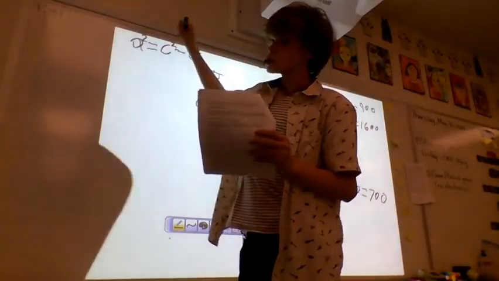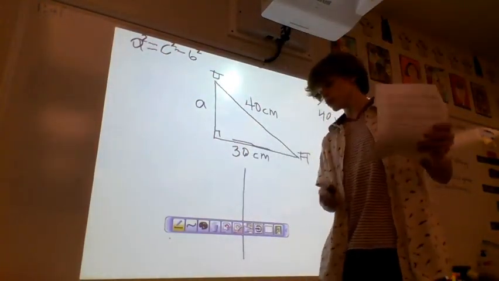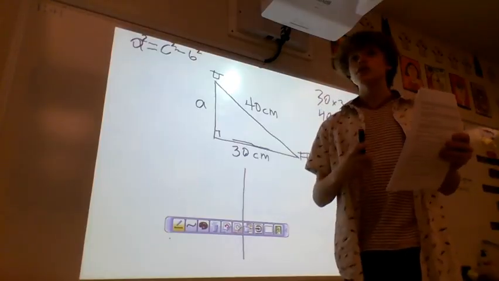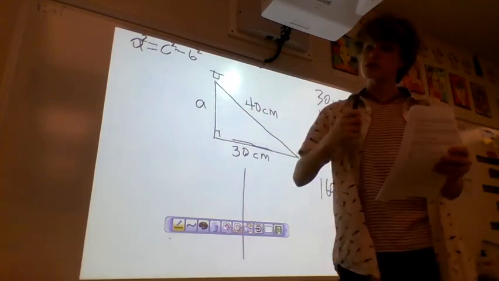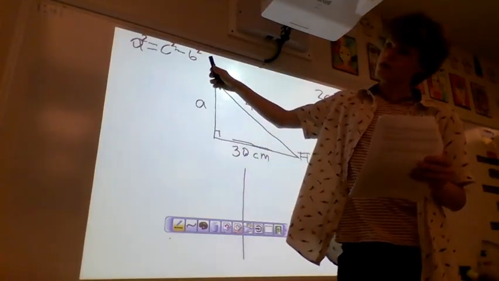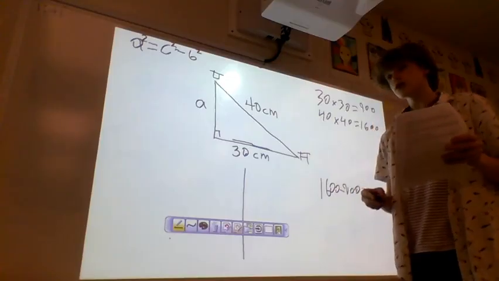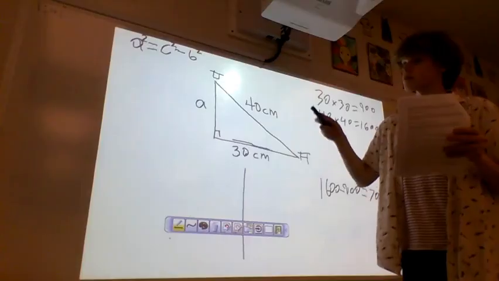But still, that is still squared. That's that times itself. So when we find the square root, that just means that we find out how much of a number you need to multiply, or if a number is multiplied by itself, what it would equal. So we need to figure out what number multiplied by itself would equal a.